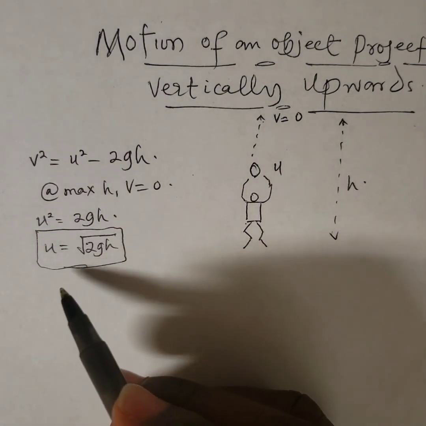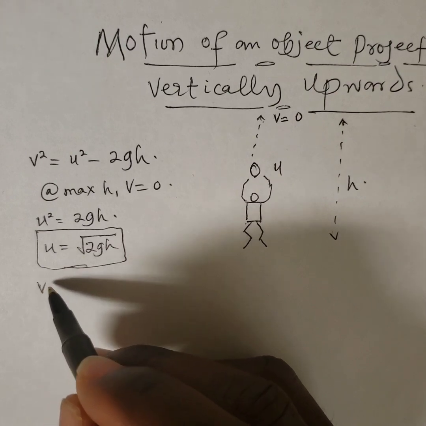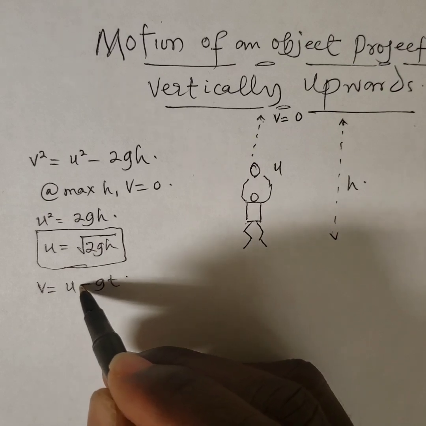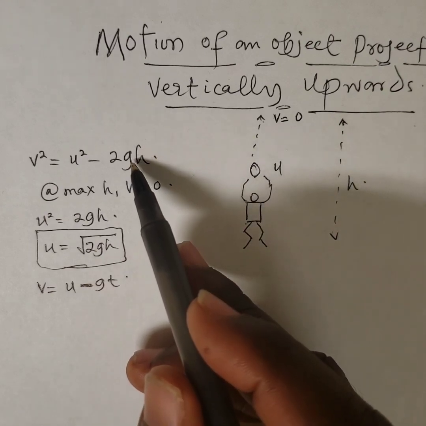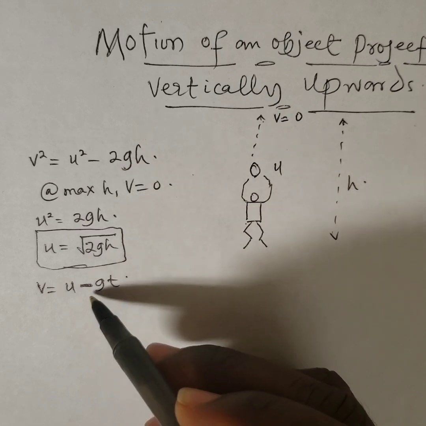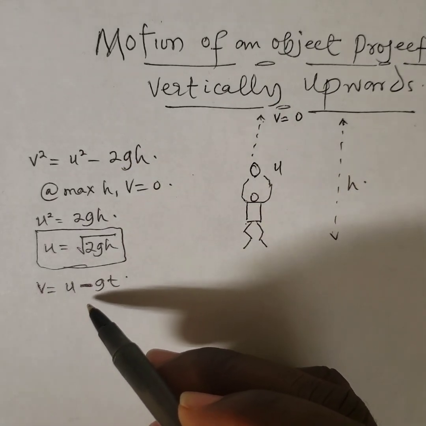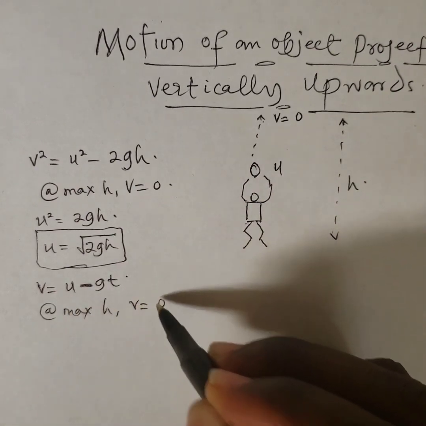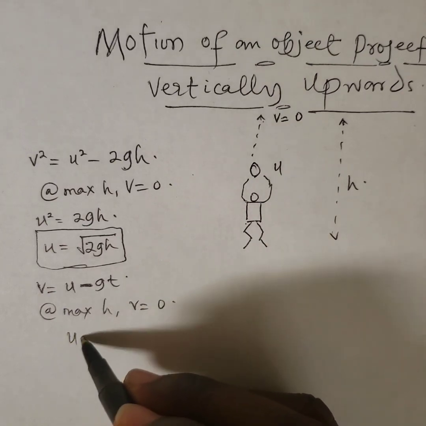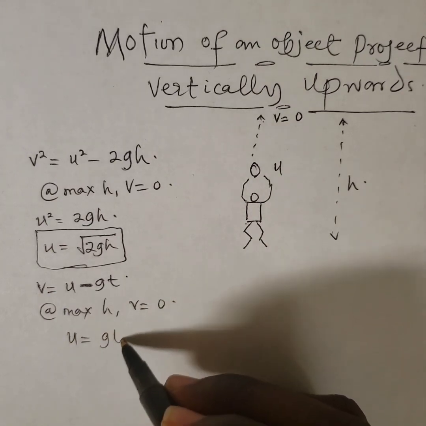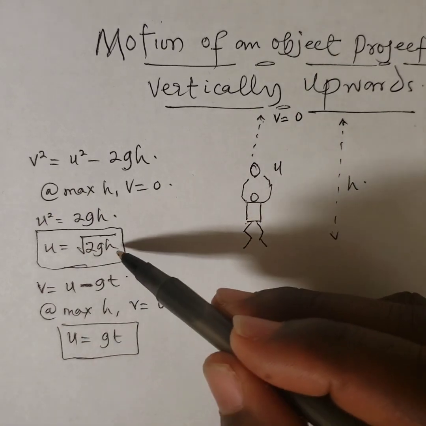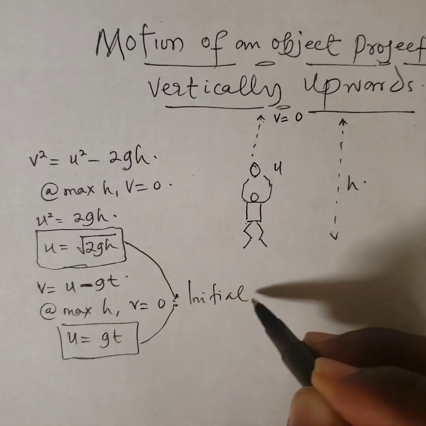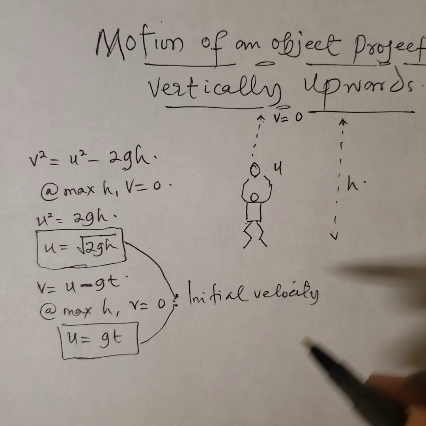Also, we can find the initial velocity using the third equation, which is v equals u minus gt. Here also we have a negative sign. The reason I gave for the first equation also applies here, why g is negative. At maximum height, v is 0. So if v is 0, our initial velocity u equals gt. So we see here that we can use these two equations to find the initial velocity of the projected object.